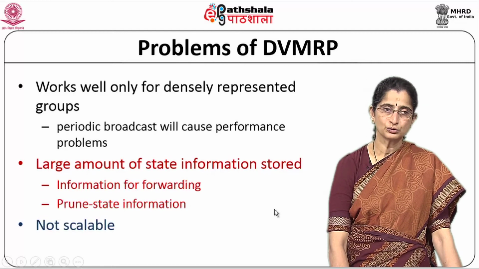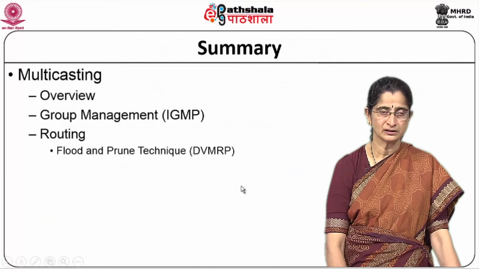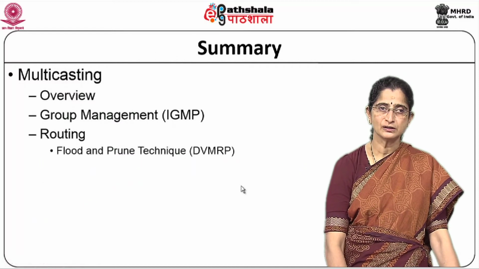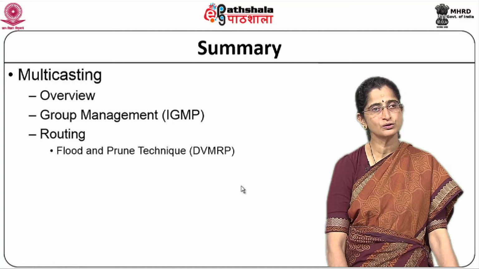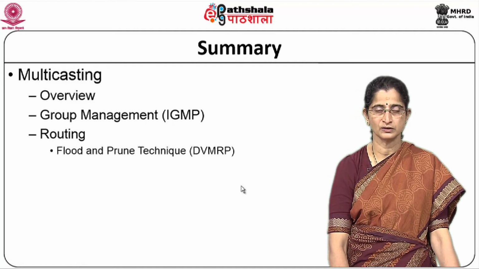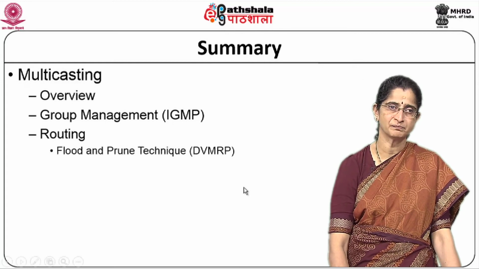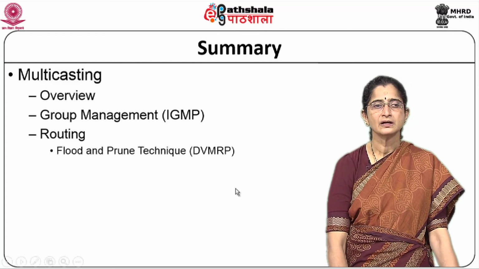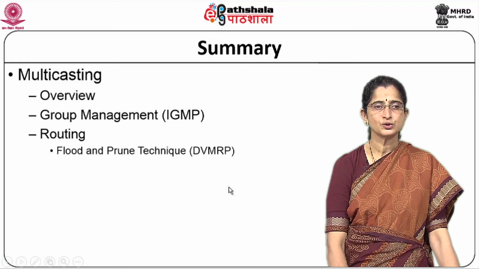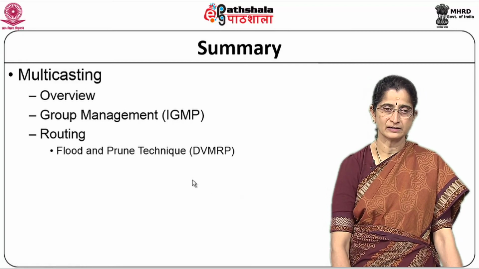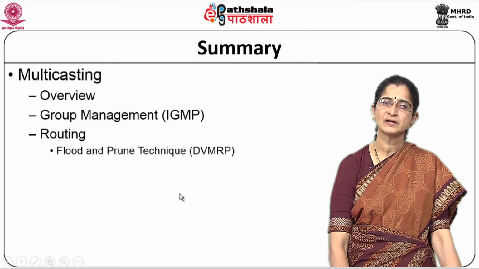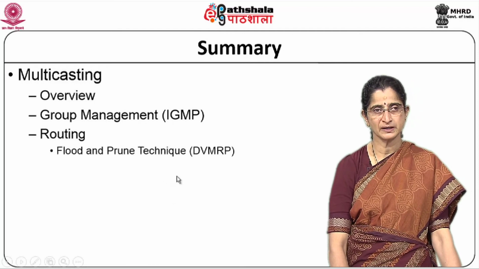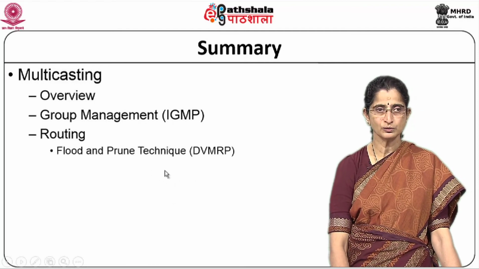To summarize what we have looked at in this module: we saw what is meant by multicasting, and what the requirements are for doing multicasting. We also looked at how the group management protocol works, what is required for it, and how IGMP does it in a very efficient manner. Then we talked about multicast routing, where we looked at the flood and prune technique, the DVMRP technique. Remember, we just flooded the packets and then pruned so that we get our reverse path multicast tree. We also saw how that works, and some of the advantages and disadvantages of that approach.